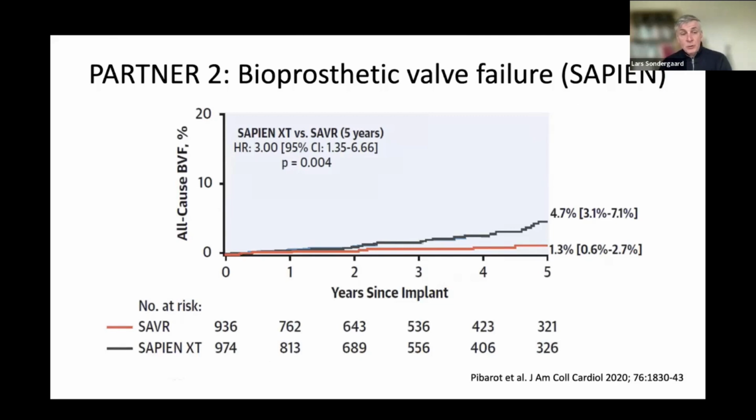But if you look at the PARTNER 2 trial, randomizing patients at intermediate surgical risk to surgical aortic valve replacement or Tavi using the Sapien XT platform, you see that maybe it's coming true here, that due to this high rate of PPM with a balloon expandable valve, the risk of valve failure at 5 years is 4.7% for patients undergoing Tavi, compared to 1.3% in patients undergoing surgery. So here, a higher rate of valve failure using Tavi compared to surgery.